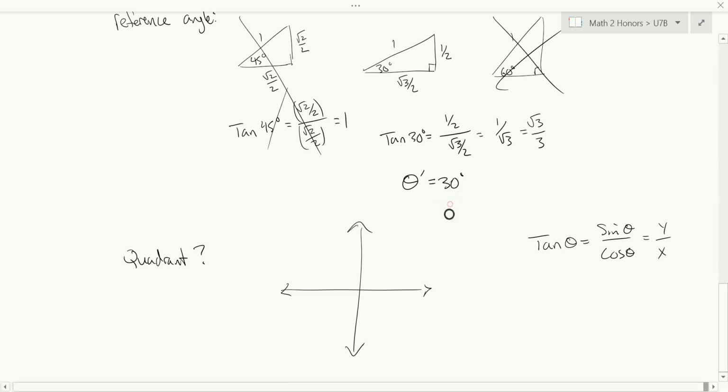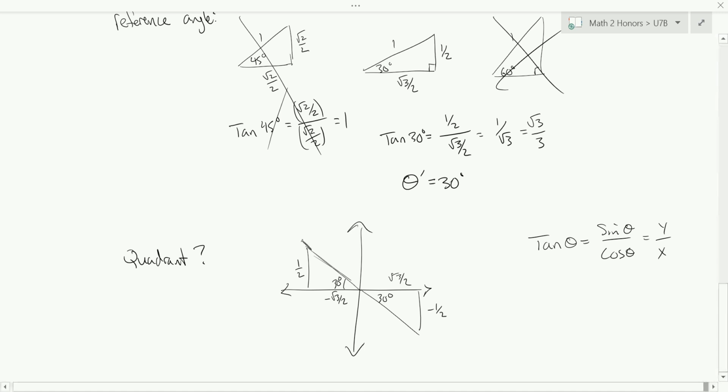So 2 would work. If I put 30 degrees here, we end up with a negative root 3 over 2 and a positive 1/2. So that would result in a negative. And 4 is the other one. If I put 30 degrees here, I get a positive root 3 over 2 and a negative 1/2. So those are the two quadrants that would give you that negative tangent.